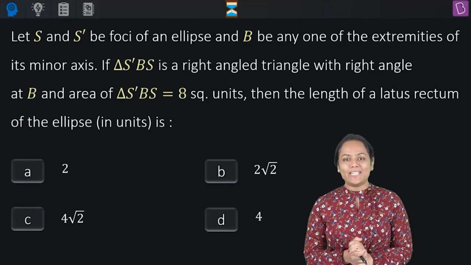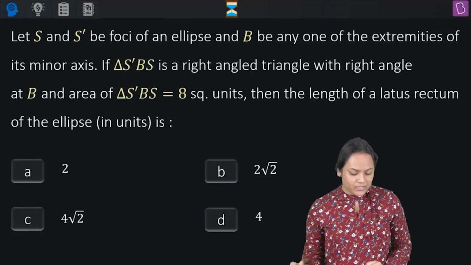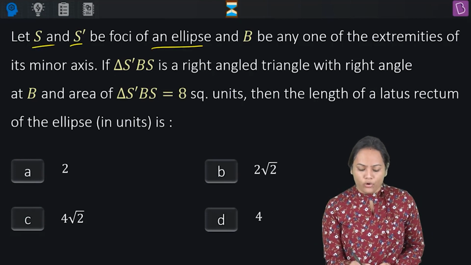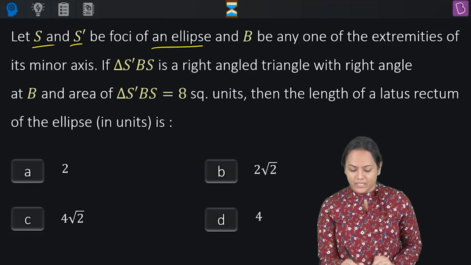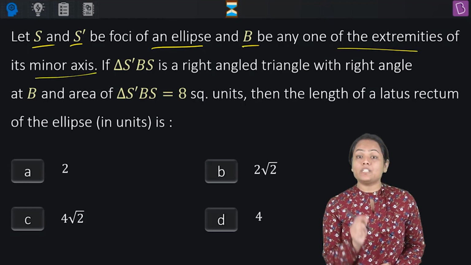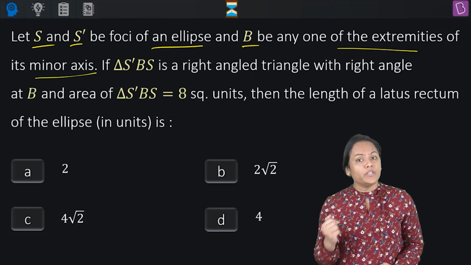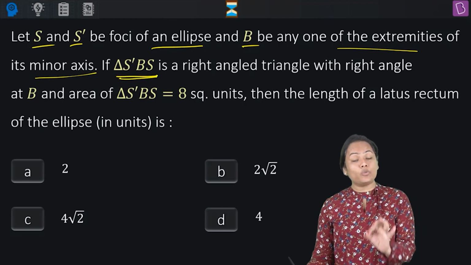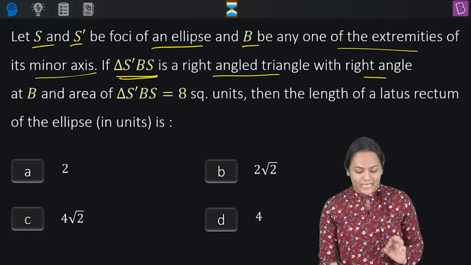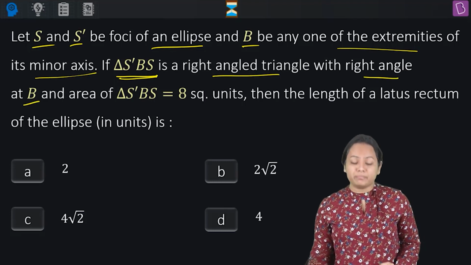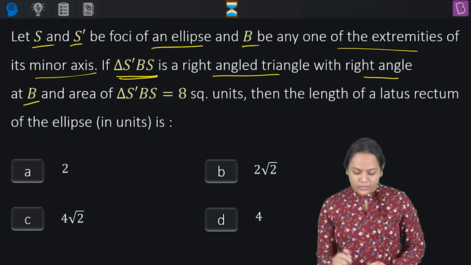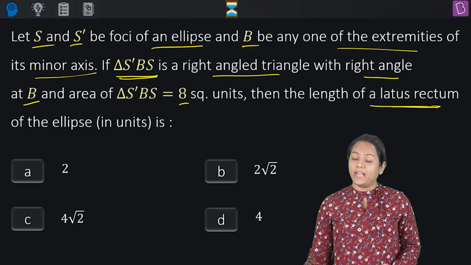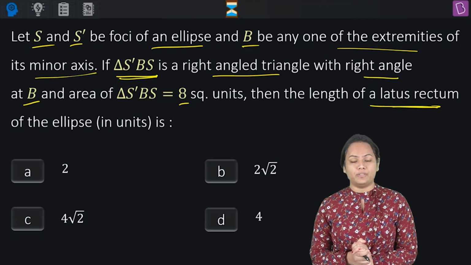Well, moving on to the next question. Here what they have given us: let S and S dash be foci of an ellipse and B here is one of the extremities of the minor axis. Further, they have said if the triangle S dash BS is a right angle triangle with the right angle at the extremity of the minor axis and the area of this triangle is 8, then what is the length of LR? They have given us 4 options here.